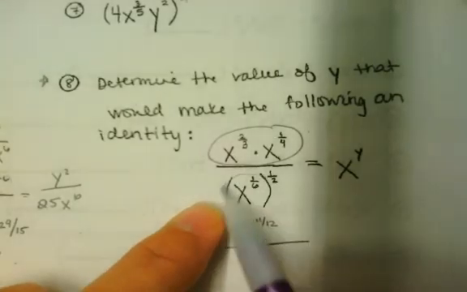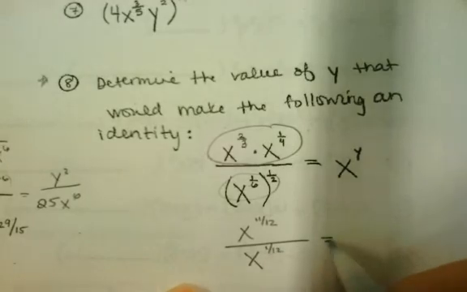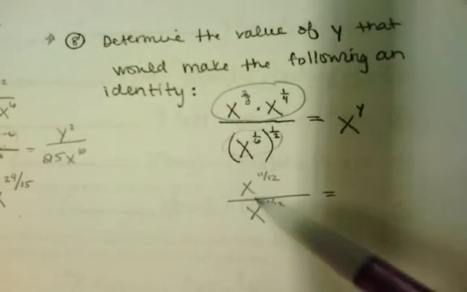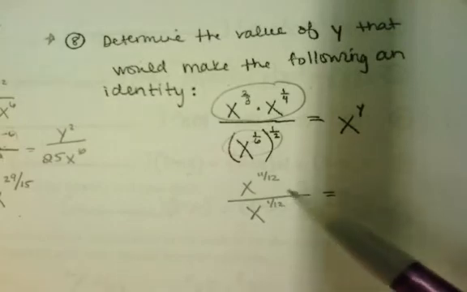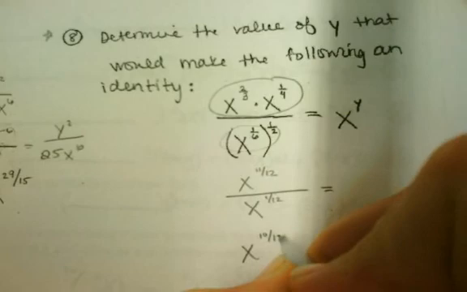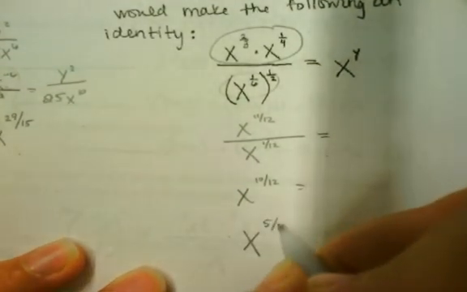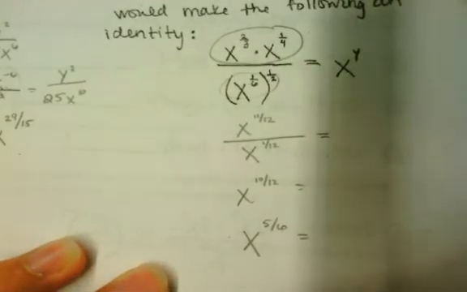On the denominator, when I raise a power to a power, I multiply, so that's x to the 1/12. Then I'm going to do my division of common bases, so I have to subtract my exponents. 11/12 minus 1/12 is 10/12. And 10/12 reduces to 5/6. So my left side is simplified.